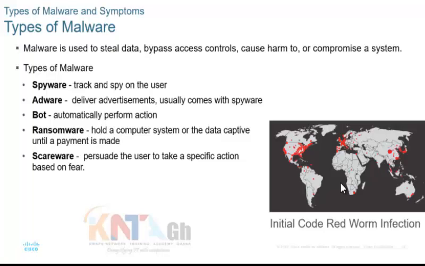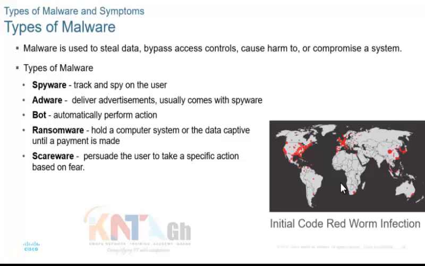We want to look at some types of malware. Malware is simply used to steal data, bypass access control, cause harm to or compromise a system. What are some of the types of malware? We have the spyware that tracks and spies on the user. We also have the adware, which delivers advertisements, and these usually come with spyware.